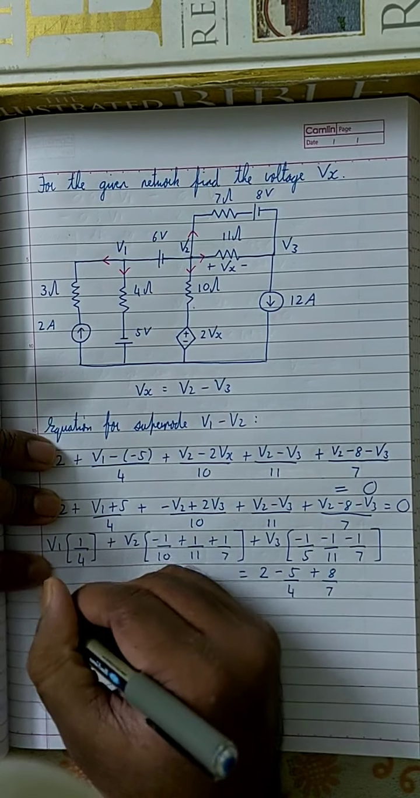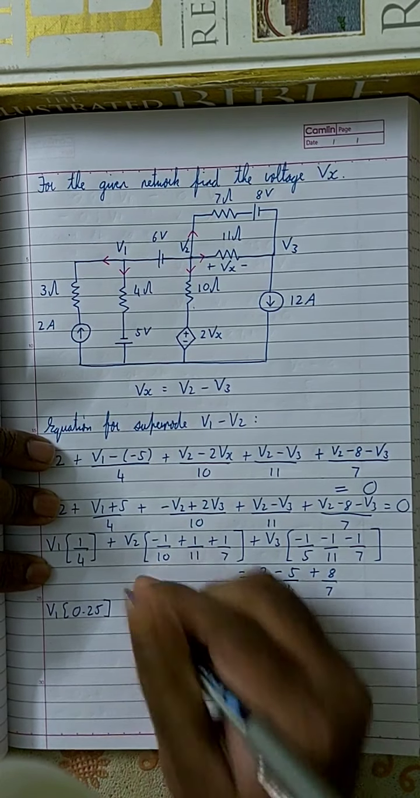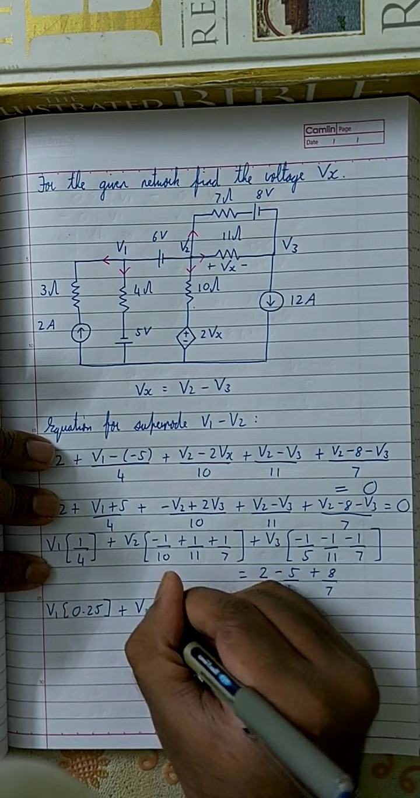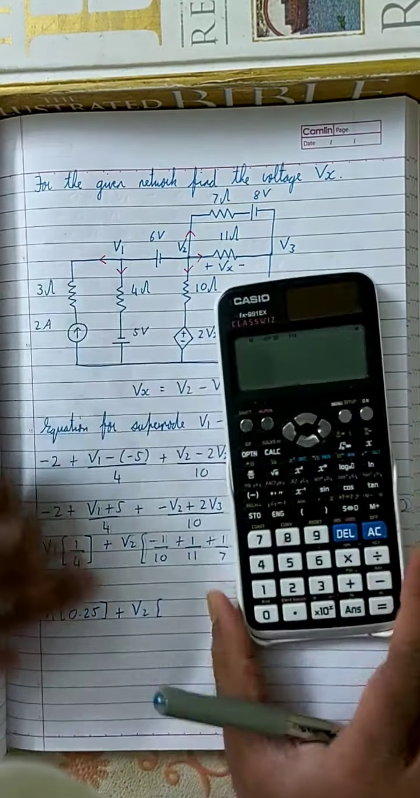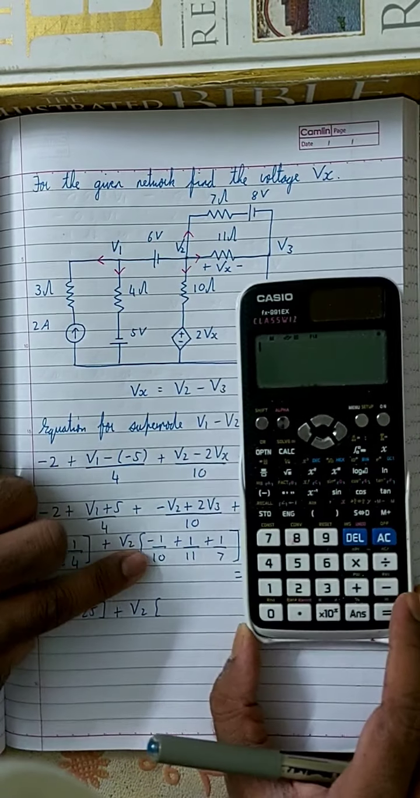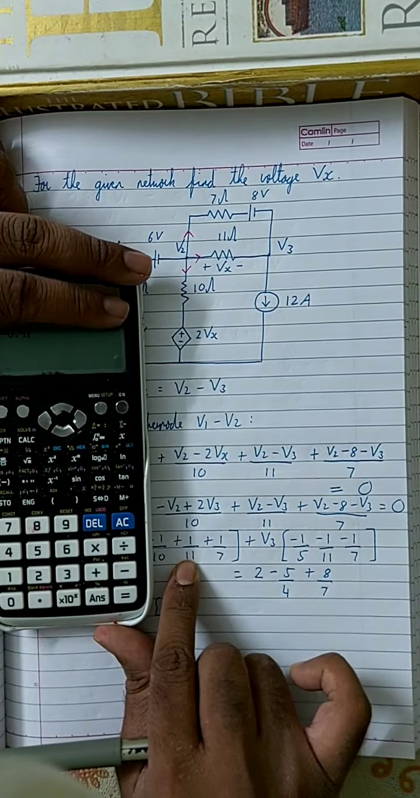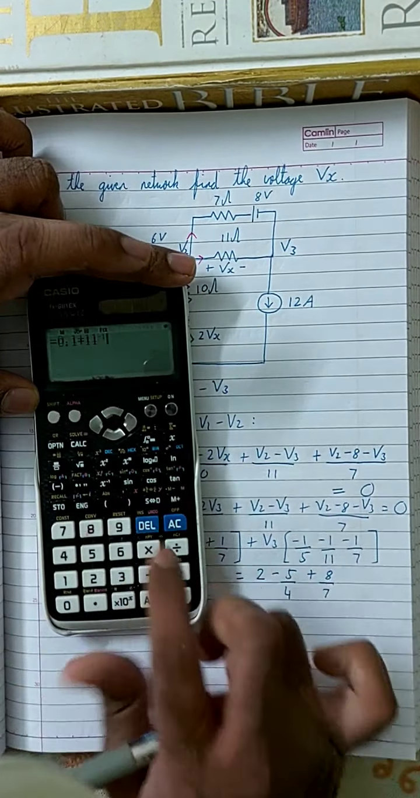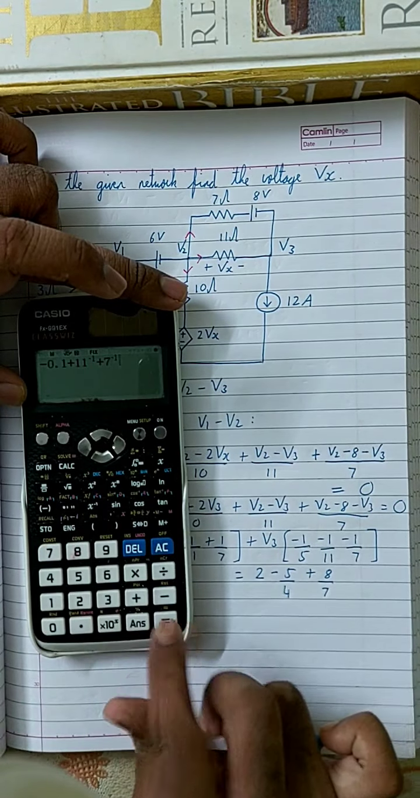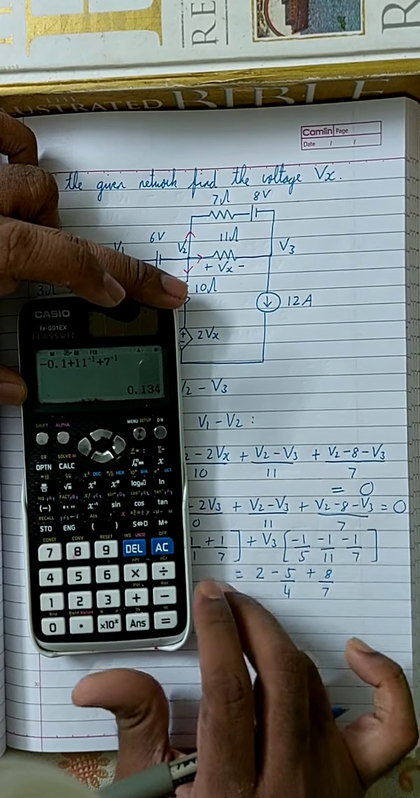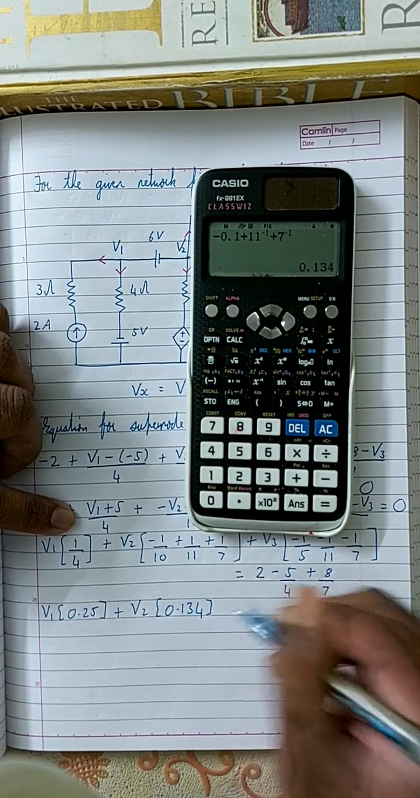So now I can find the value. This is V1 into 1 by 4, which is 0.25, right? And what about V2? This is plus V2 into minus 1 by 10, so minus 0.1, plus 11 inverse plus 7 inverse, which is equal to 0.134. So V2 into 0.134. That's the story of V2.